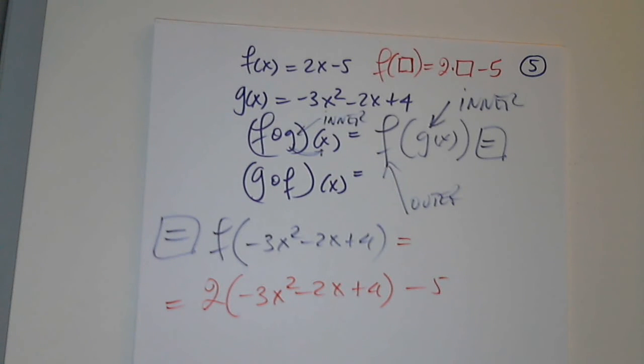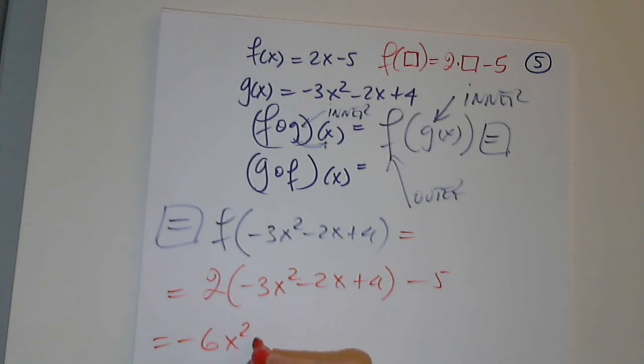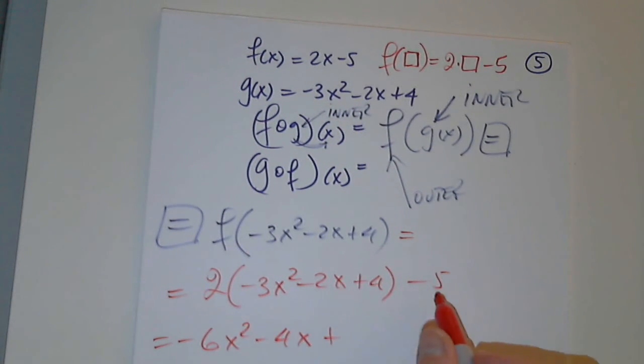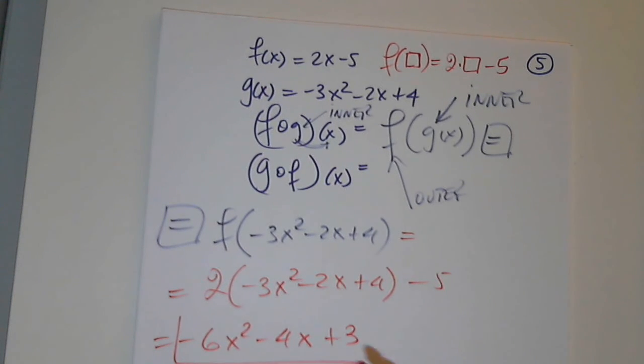It's okay if you say no. Is this okay? So now I have to distribute 2 and combine like terms. So negative 6x squared minus 4x plus 8 minus 5, which is 3. So this is the function composition of f composed with g.